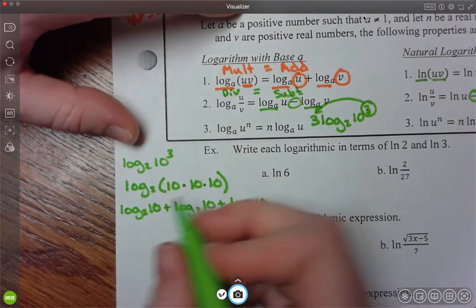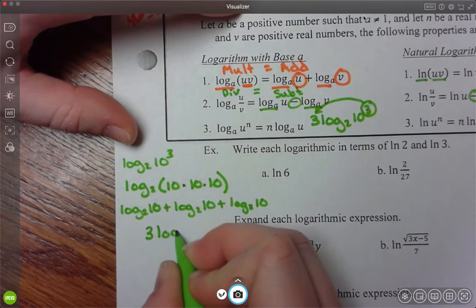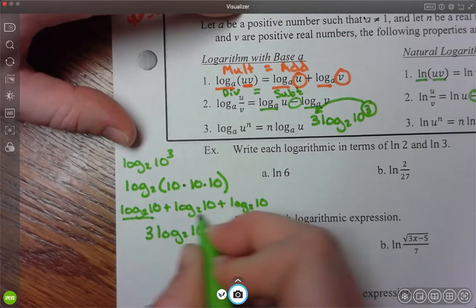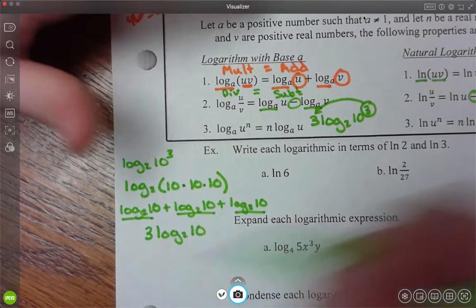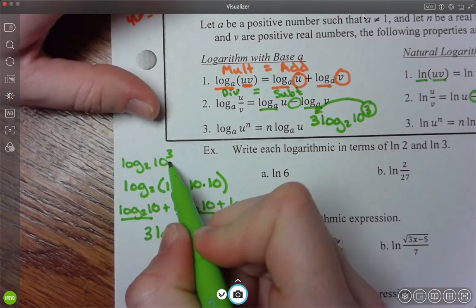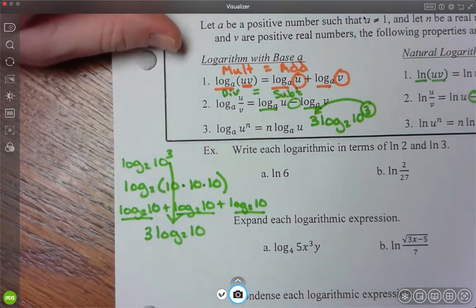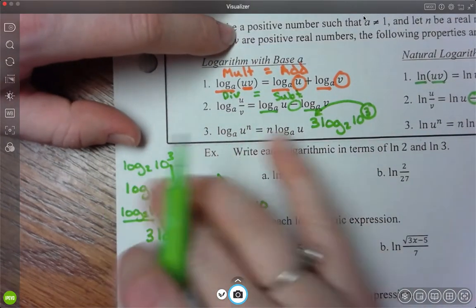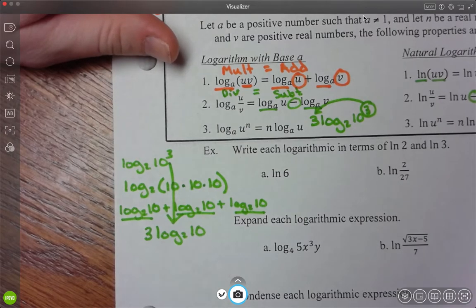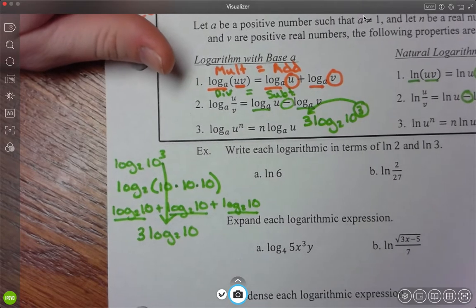And then how many log base 2 of 10s are there? There are 3 of them. 3 log base 2 of 10s. If I combine like terms, adding this one together, that's 3 log base 2 of 10s. So I can go from here straight to here by moving that 3 down in front. So this is just kind of a proof of why that works. I always remember that when I go through here, and I can just kind of see that.